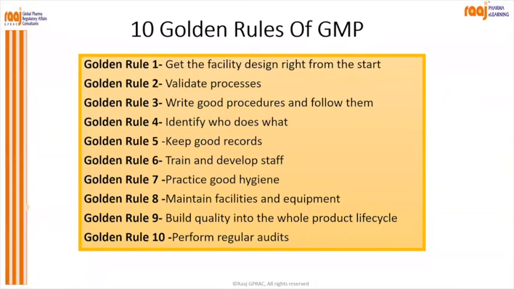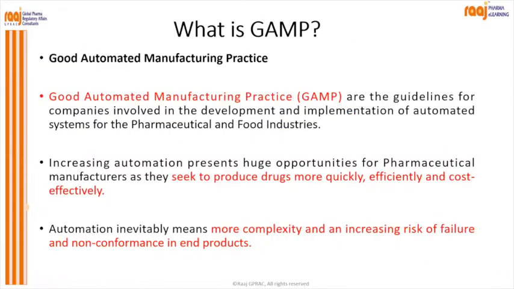All these things we have already covered. I have already spoken to you about them. Then coming to GAMP. GAMP is Good Automated Manufacturing Practice, and these are the guidelines published by ISPE, and GAMP 5 is the latest guideline, which was published in 2008. These are guidelines for companies involved in the development and implementation of automated systems for the pharmaceutical and food industries. Increasing automation presents huge opportunities for pharma manufacturers as they seek to produce drugs more quickly, more efficiently, and cost-effectively, right?